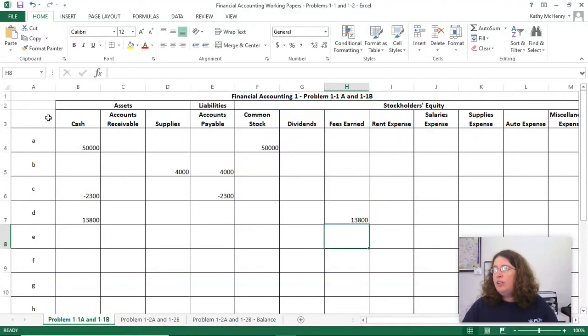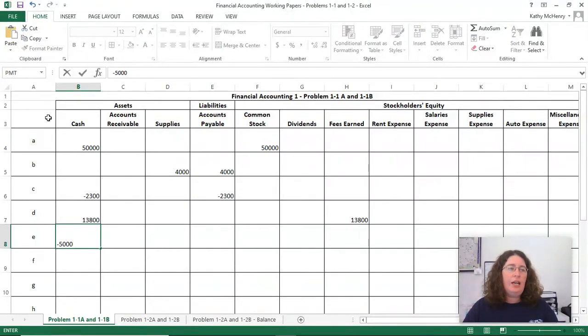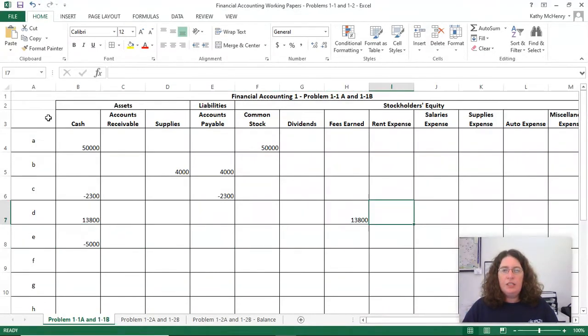Letter E, we paid rent on office and equipment for the month for $5,000. So first off, we paid rent. So we're going to subtract $5,000 cash because that's the amount that we have paid. And if we look at our account titles, we have one that states rent expense right here. Okay. So we have our minus $5,000 there to show that we had an expense.